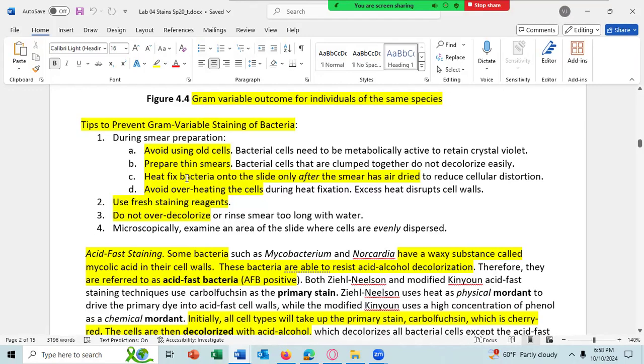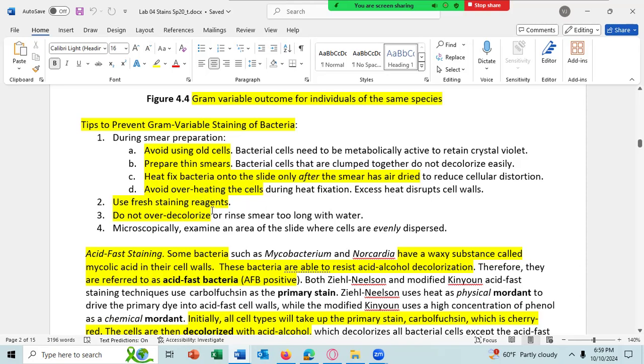Heat fix the bacteria only after the smear has air dried. If you heat fix the bacteria and there is water in the cells or on the slide, that water will evaporate if you heat fix, and that can put holes in the cell wall, which can make the cell stain incorrectly. And then avoid overheating the cells. Excess heat disrupts the cell walls, and you can always notice the overheated cells because it looks like they've melted.